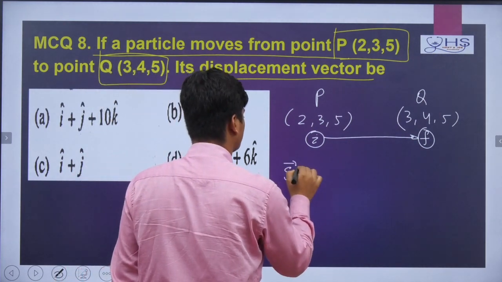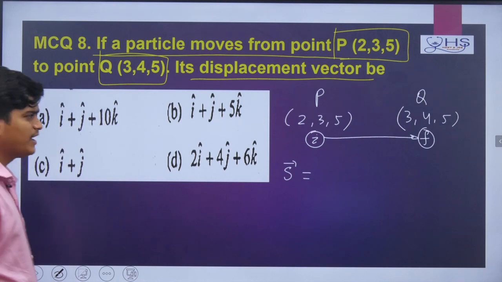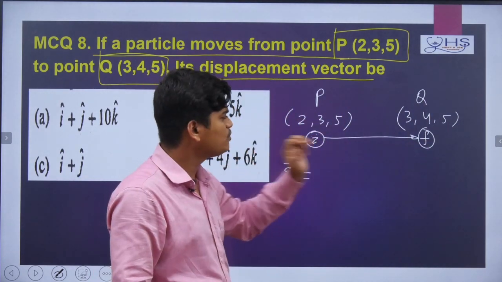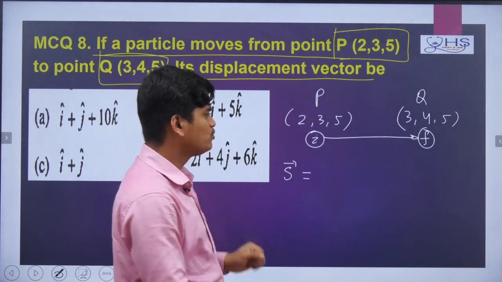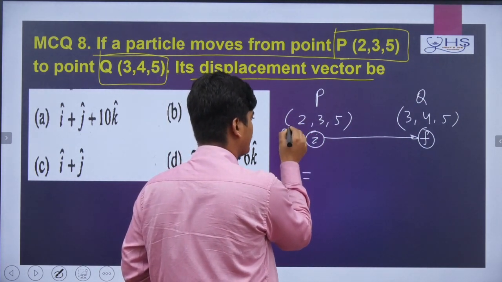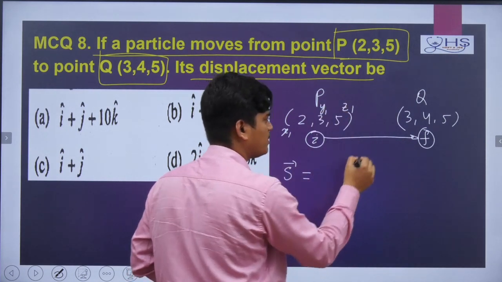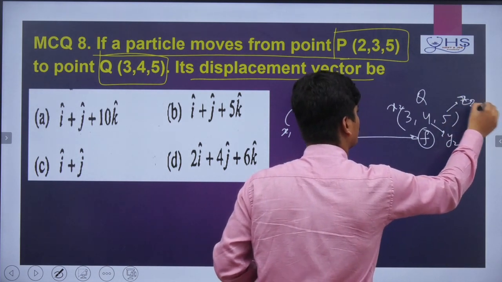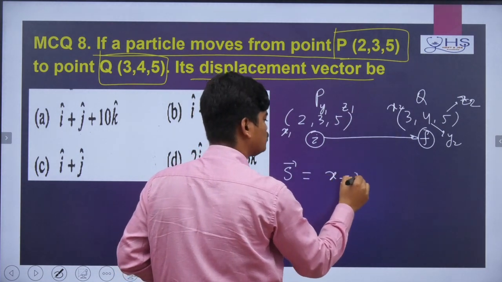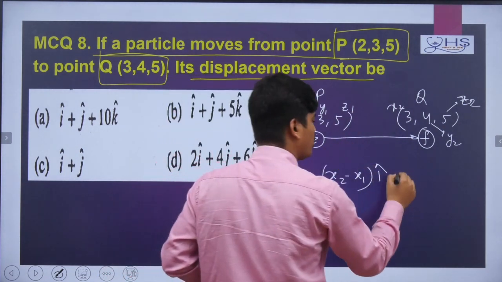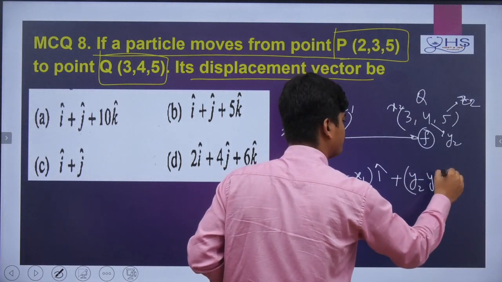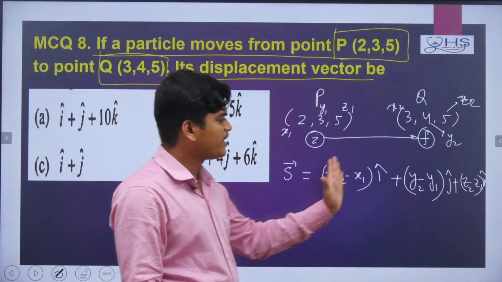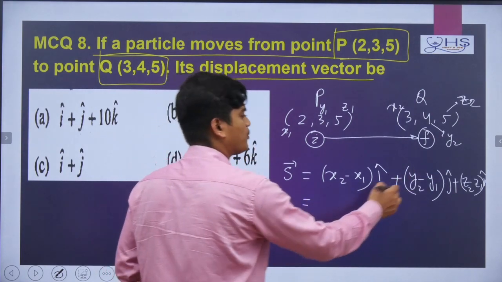Displacement vector, you can call it S vector or delta x vector, whatever. Now always remember, when you find the displacement vector and the initial and final points are given, you do final minus initial. Call the initial point x1, y1, z1 and the final point x2, y2, z2. The displacement vector is (x2 minus x1) i cap plus (y2 minus y1) j cap plus (z2 minus z1) k cap.